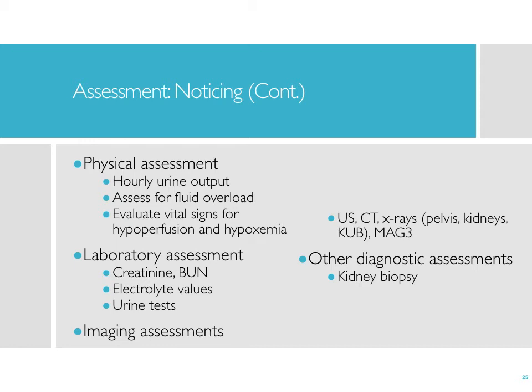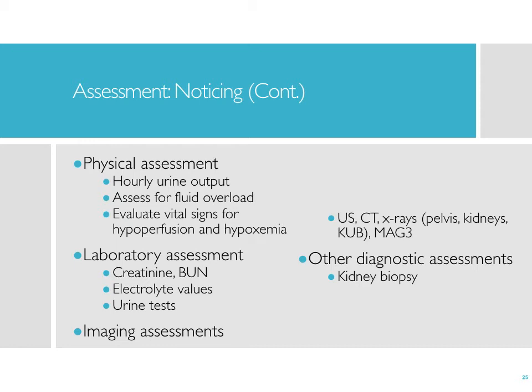Some of the other things that we're going to look at as far as the physical assessment, watching the hourly urine output, assessing for fluid overload, evaluating vital signs for hypoperfusion and hypoxemia. We're going to be monitoring the lab assessments, especially creatinine, BUN, electrolyte values, and urine tests. If the kidneys aren't working properly, they're not going to reabsorb the electrolytes and they're not going to expel excessive amounts of electrolytes. So we'll see changes in those electrolyte values and also any urine tests that they do.